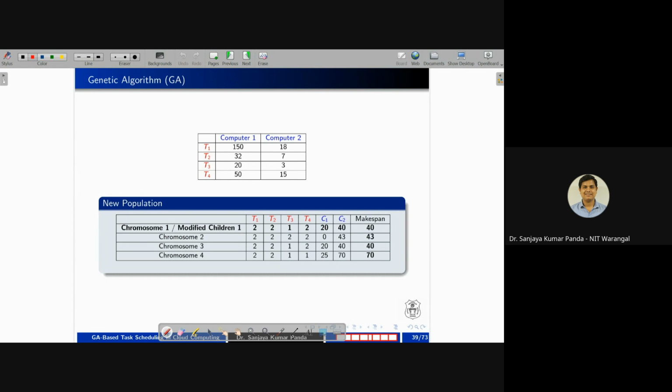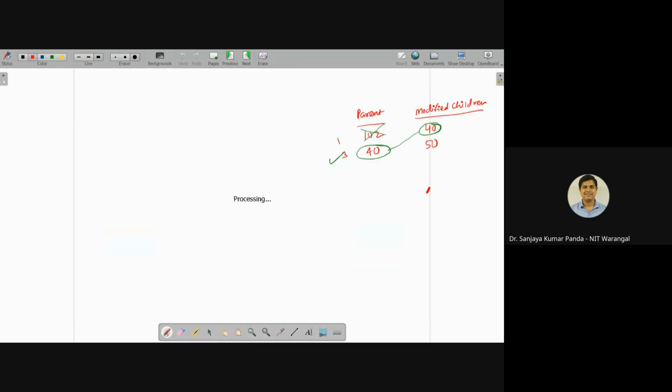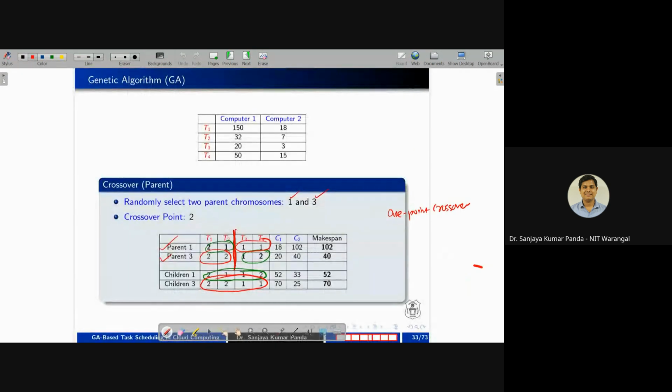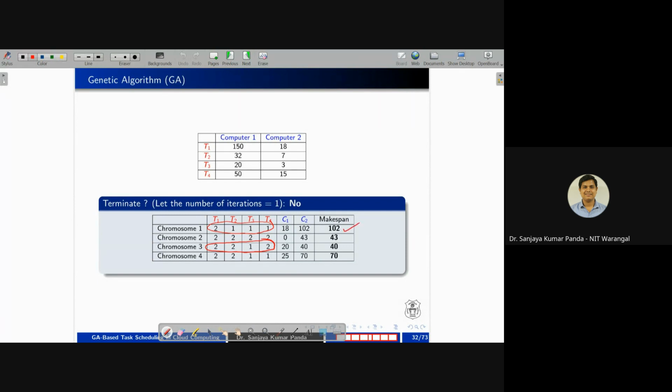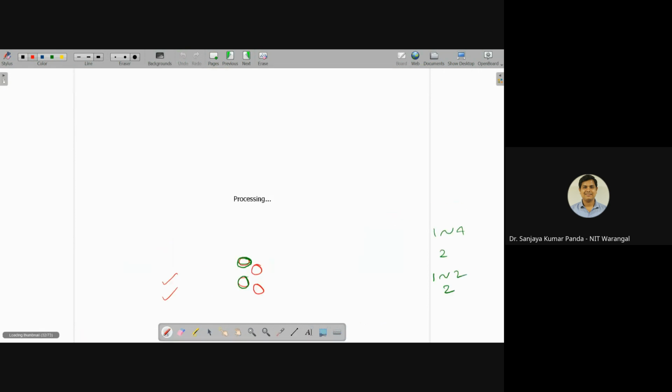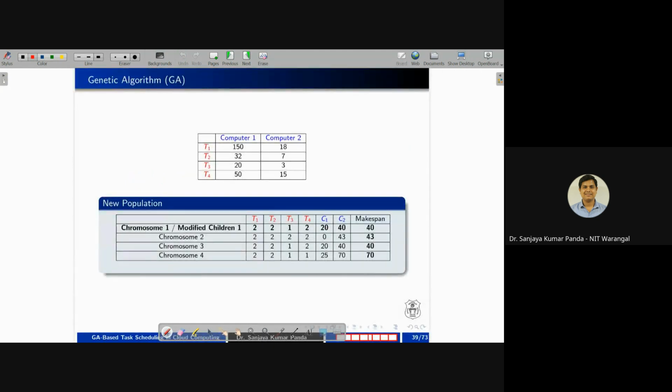So you can see in the first round, let me go back. Yeah, these are the populations you have taken, right? The worst makespan you got is 102 and the best you got is 40. But after one round, previously you were getting 40 to 102, but now you are getting in the range of 40 to 70. So although you have not improved the best value after one iteration, you have improved the worst value. Okay.